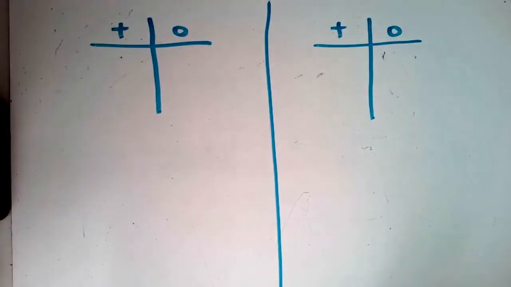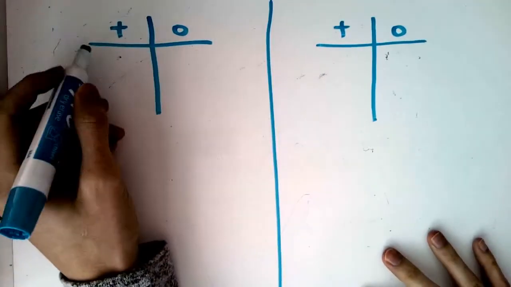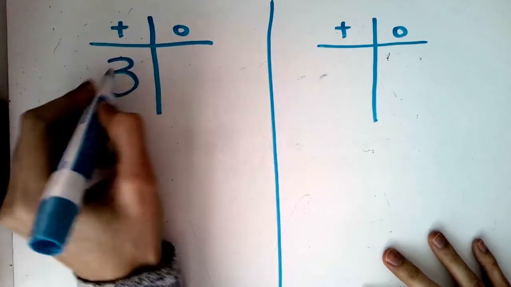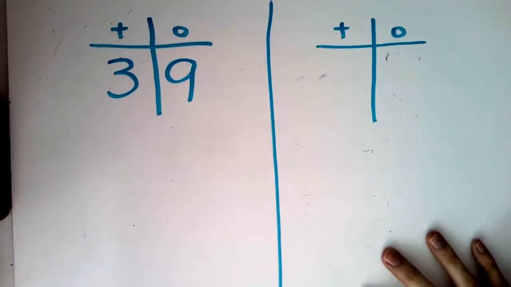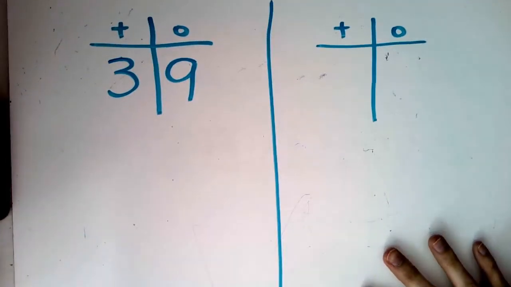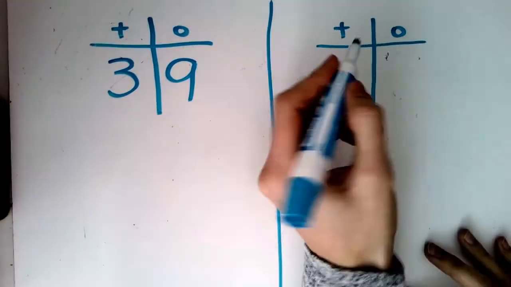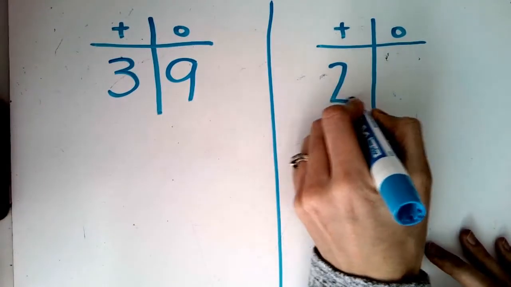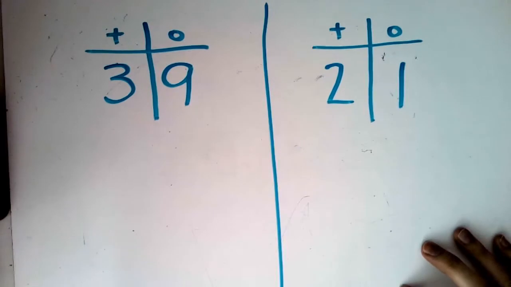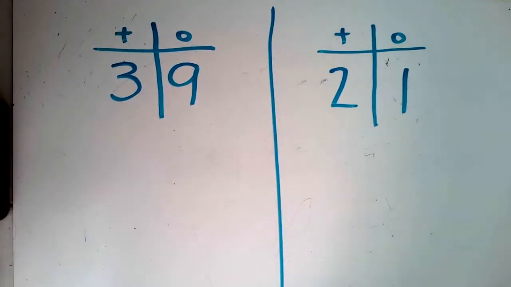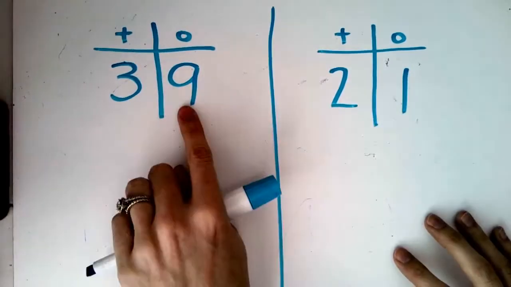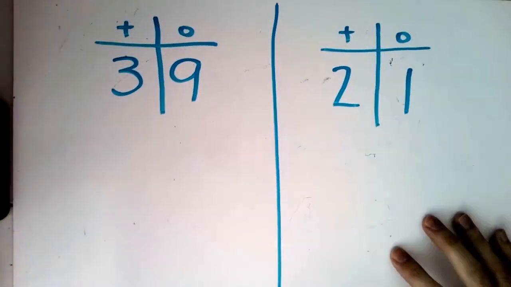Let's try 2 other numbers. Over here, I want you to write the number 39 in your place value chart. 3 10s, 9 1s. And on the other side, write the number 21. 2 10s, 1 1. So we have 3 10s, 9, and 2 10s, 1.